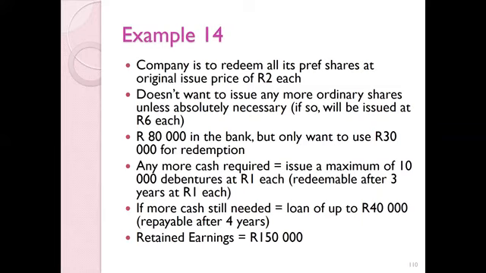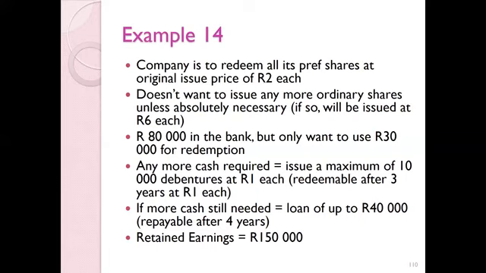What would be our first option? So bullet point 3, 80,000 rand in the bank, but we only want to use 30,000 for the redemption. So from bullet point 3, we know we've got 30,000 rand from the bank we can use to redeem the preference shares. If any more cash is required over and above that 30,000 rand, we can issue a maximum of 10,000 debentures at R1 each. So that would be another 10,000 rand we can get through the issue of debentures. So first option is 30,000 rand from the bank. Second option is 10,000 rand from debentures. If we still need more cash, we can get a loan of up to 40,000 rand. So that would be option 3.